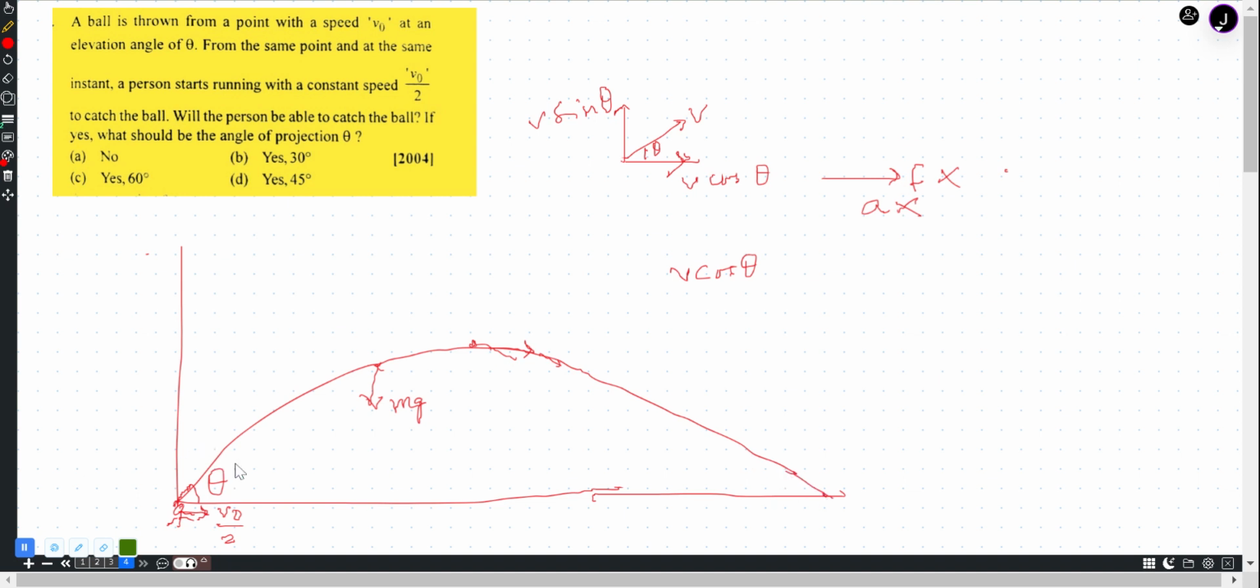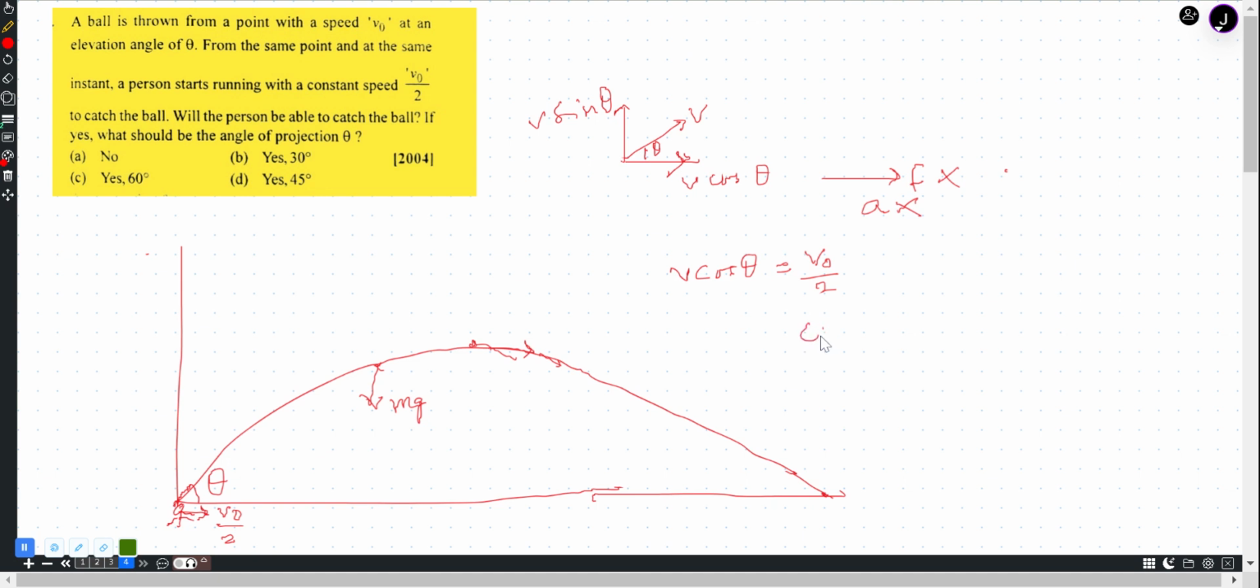So the horizontal side, you have no force, no acceleration. The only thing which is responsible for horizontal motion is v cos theta. Now, if this speed is same as the speed of the person who starts from the ground at the same time, in that case, both will be able to meet again at this point. So, v cos theta is equal to v0 by 2.